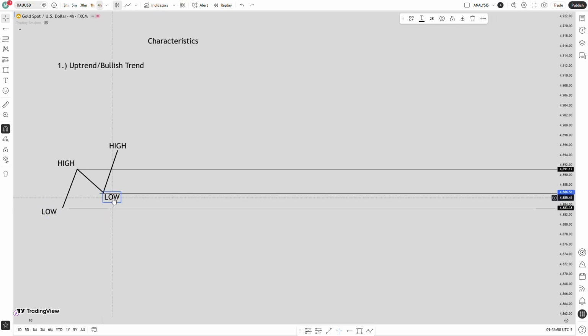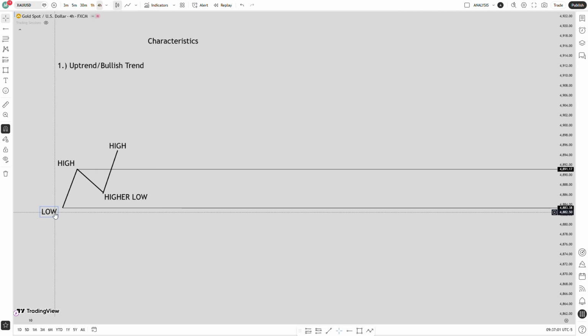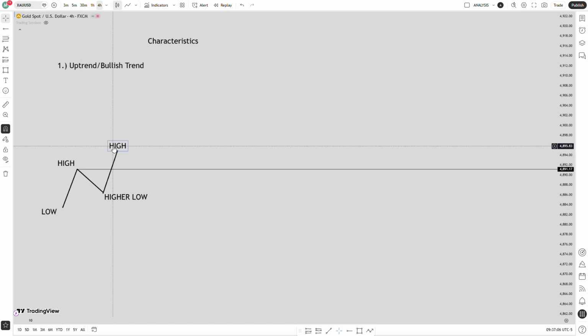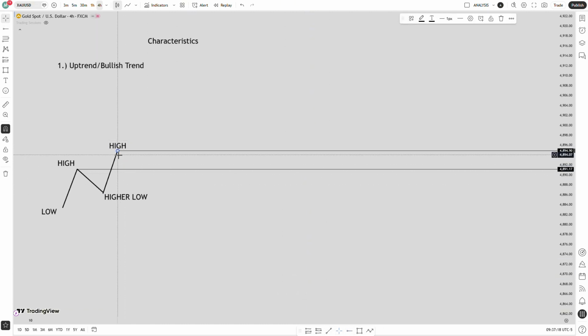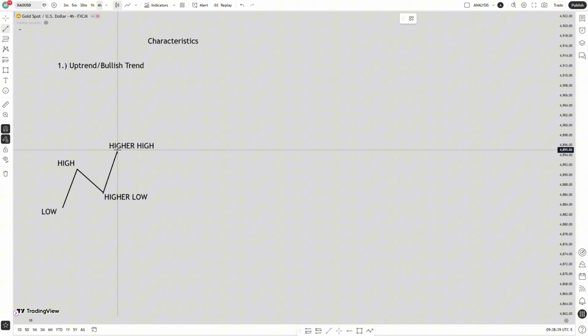So, what will we call this low? This low is a higher low because it is higher than the previous low that was existing. Now, the same thing applies to the high. If you compare this high to the initial high that was formed before, which of them is higher? It's obvious. This high that is here is higher than this high that was formed previously. This high is going to be called what? A higher high.